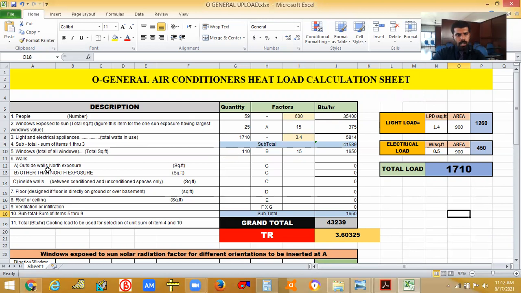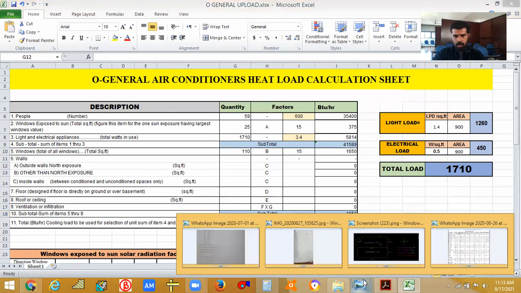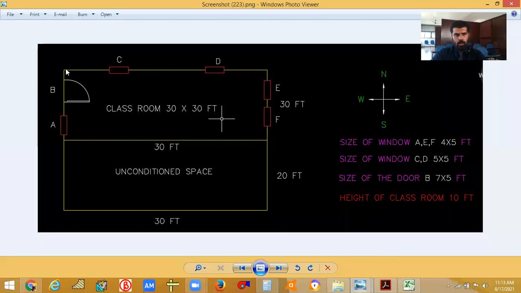So outside wall, north exposure. What is the square feet? Let's see what is the square feet. So this side, you know that the length of this classroom is 30, and height you can take as 10 feet. So the area is 300 square feet, right?